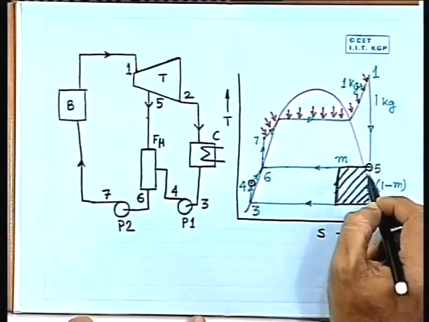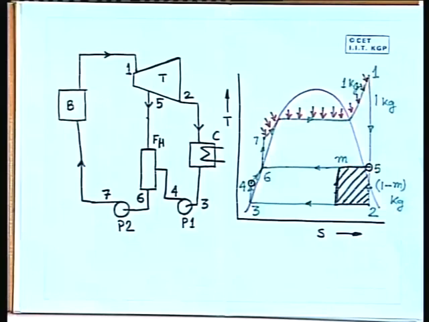Now, when we are going for regenerative feed heating, we are gaining in efficiency, but we are losing in work output. Obviously, when the entire amount of steam is allowed to expand from point 1 to point 2, we get more work output. But here what happens is that up to point 5, we are getting the work output out of 1 kg of steam, but beyond point 5, we are getting work output out of 1 minus m kg of steam. So, sometimes in some books you will find that they show the diagram like this to indicate that here we get some less amount of work output, and here only 1 minus m kg of steam expands through this process.